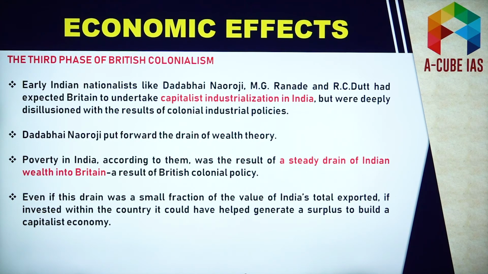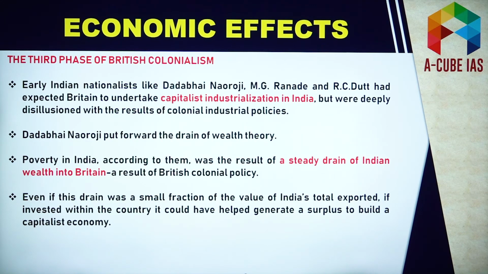Now, let's discuss the drain of wealth theory. Early Indian nationalists like Dadabhai Naoroji, M.G. Ranade, and R.C. Dutt had expected Britain to undertake capitalist industrialization in India, but they were deeply disillusioned with the results of colonial industrial policies. According to them, poverty in India was the result of a steady drain of Indian wealth to Britain. This drain was a small fraction of the value of India's total export. If this had been invested in the country, it could have helped generate a surplus to build a capitalist economy.